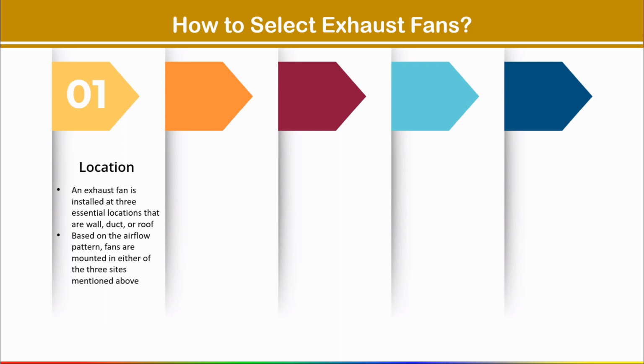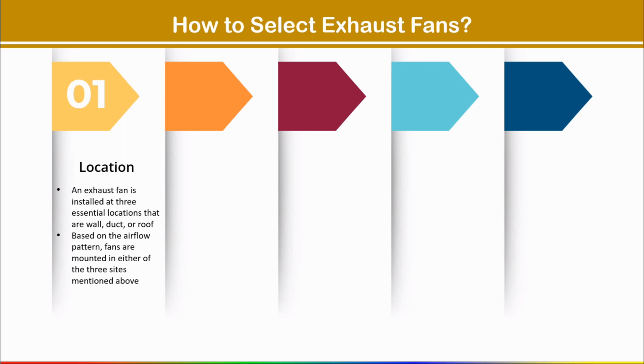They include, first of all, location. You can see the first point here, the location is given. So where do you have to locate this exhaust fan? An exhaust fan is installed at three essential locations: wall, duct, or roof. Simple. Based on the airflow pattern, fans are mounted in either of the three sites mentioned above. So our first target is to calculate the airflow rate.